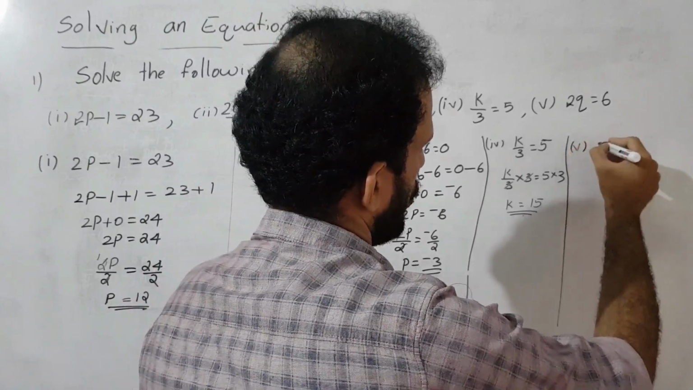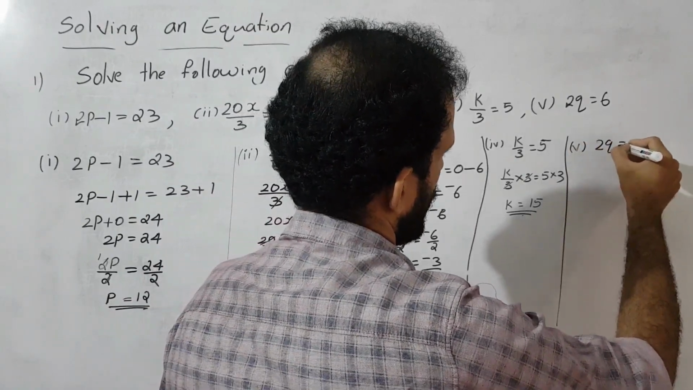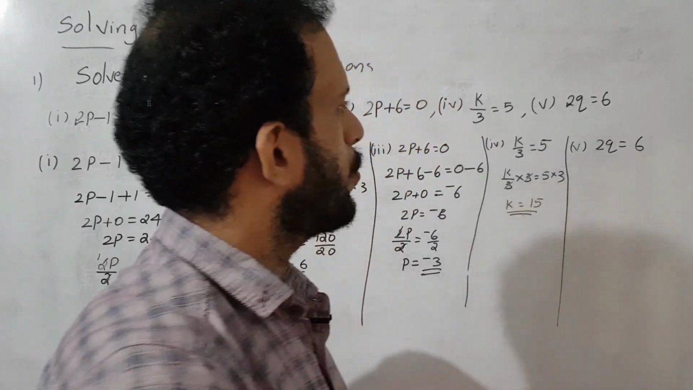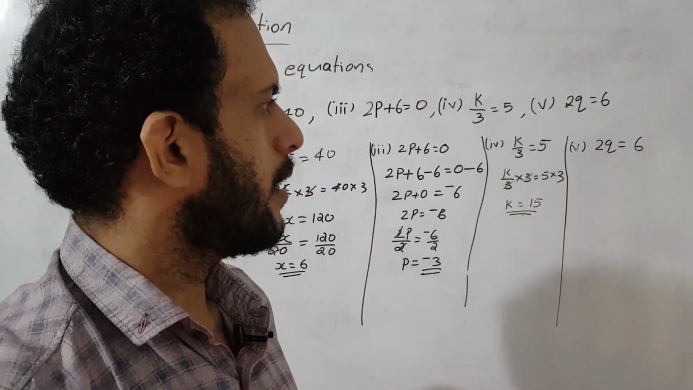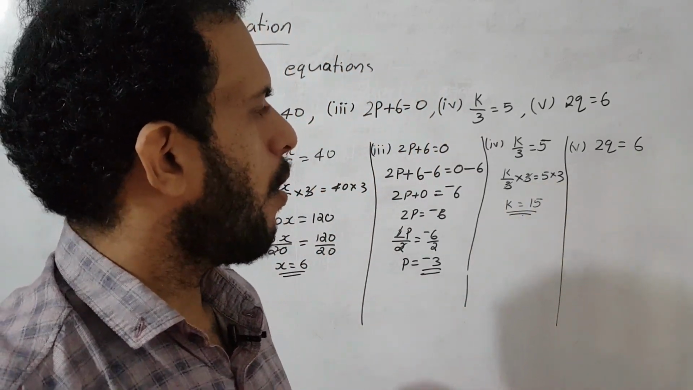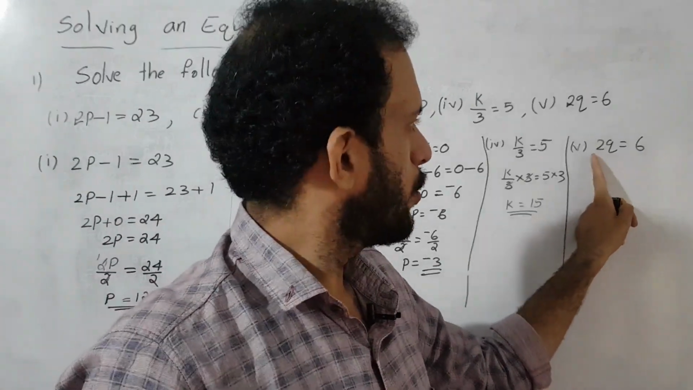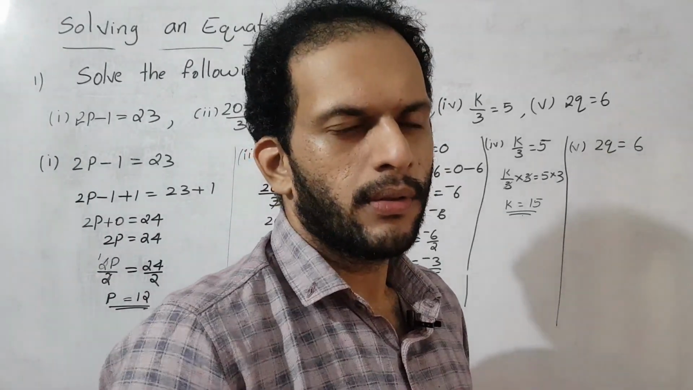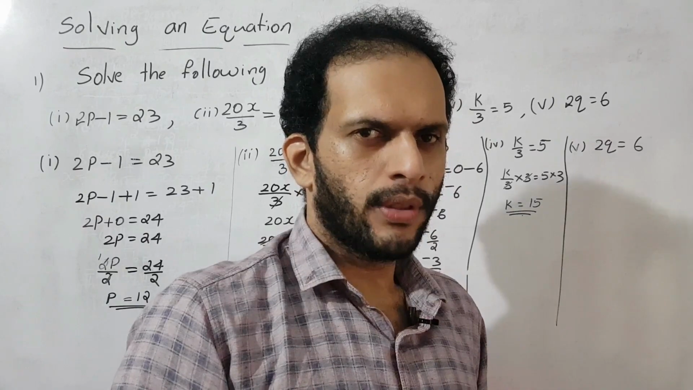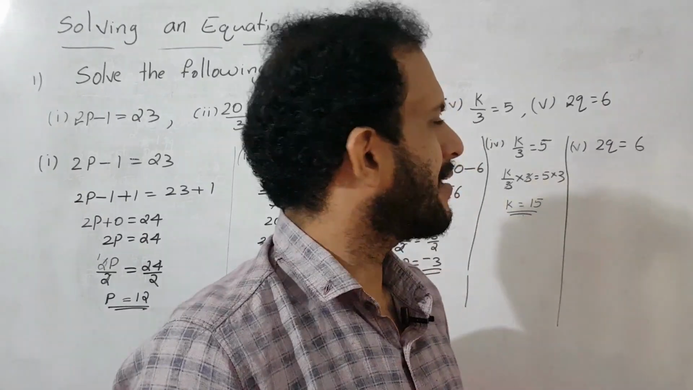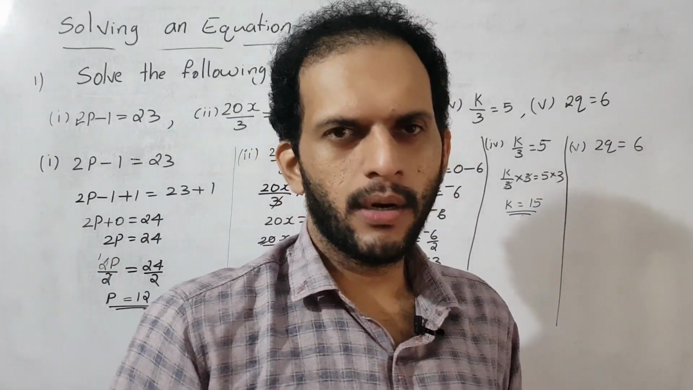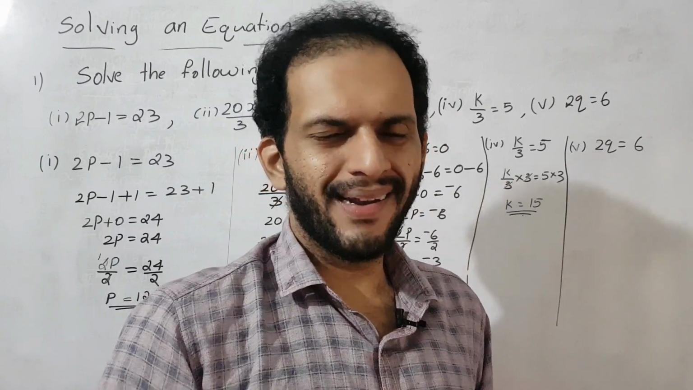Fifth one, 2q is equal to 6. Then how many terms in the LHS? Only one term, correct? 2q. There is no other term without a variable. Only one term, 2q, the term containing the variable.